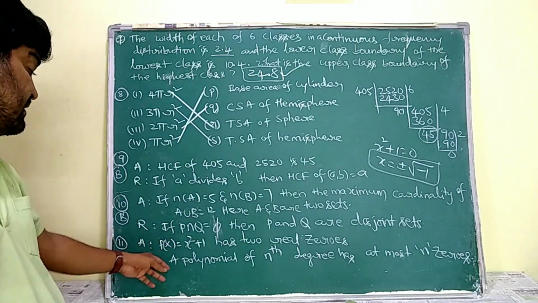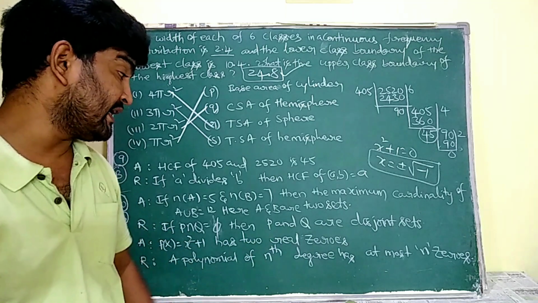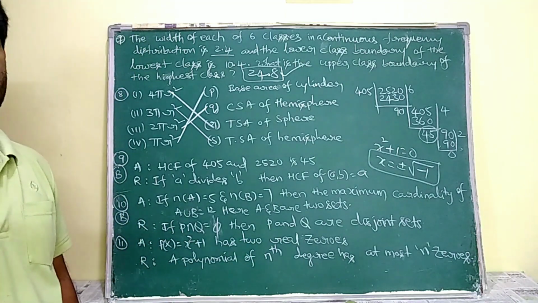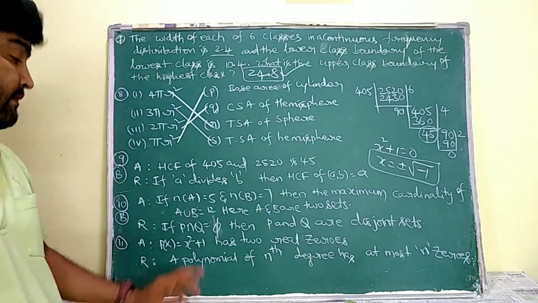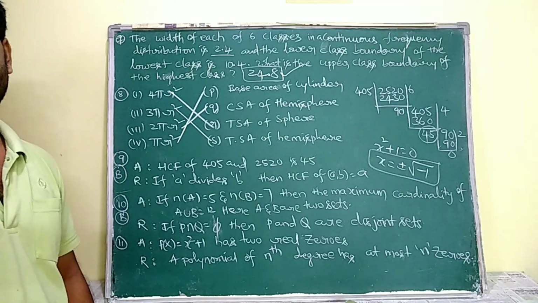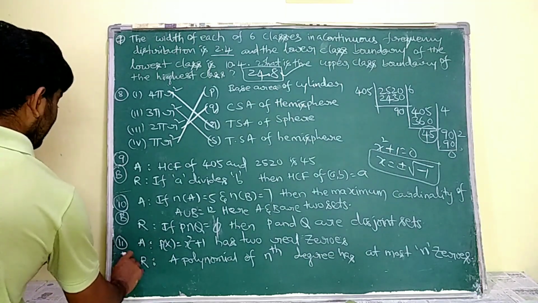So it is false. A polynomial of nth degree has at most n zeros. Yes, it is true. That's why the assertion is false, the reason is true. Here the option is D.